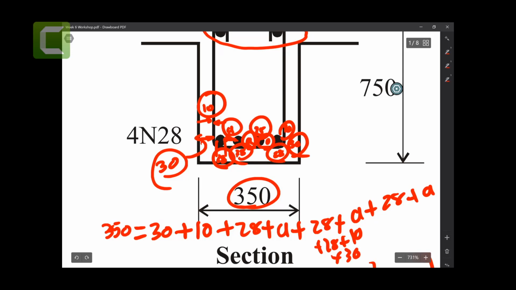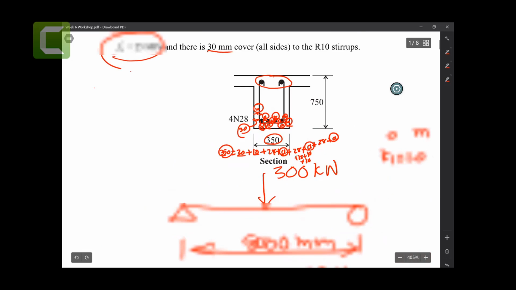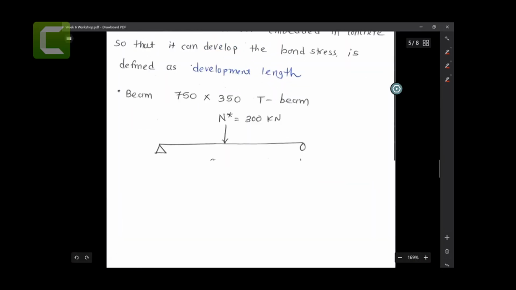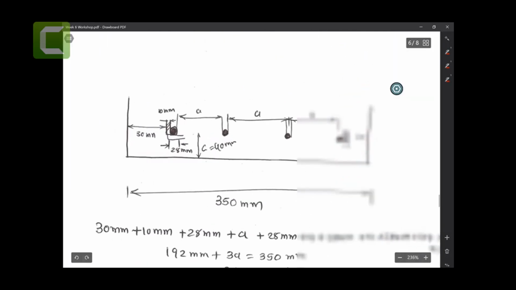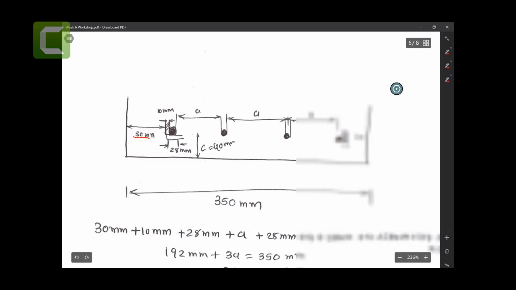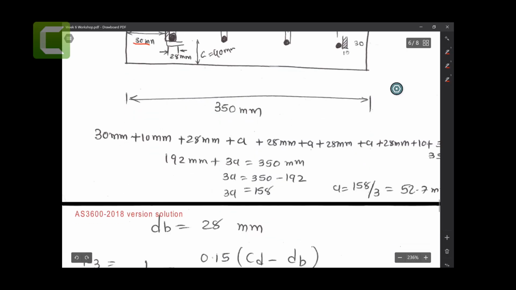I hope you got it. Then you just sum them up. This is 2 and 3A, divided by here 350. You can find A. I hope you understand that. You just put all the numbers in front of 350, and then you can figure out this small a. That's what I did here. You can see the 30, then a 10, then 28A, 28A, 28A, 10, 30. So you just put those details here, and you get A equal to 52.7.